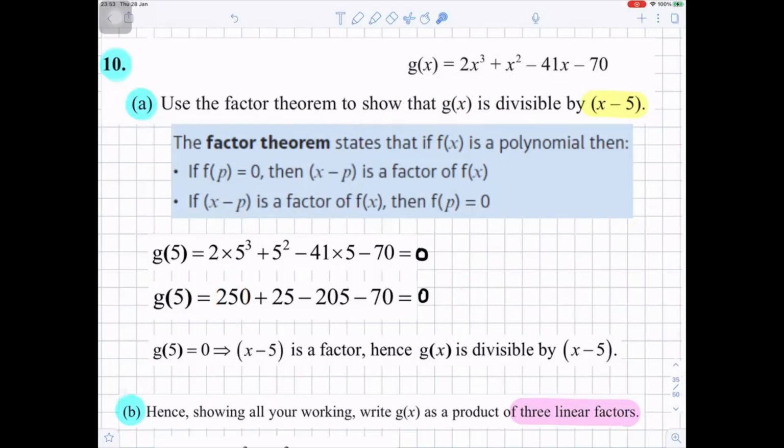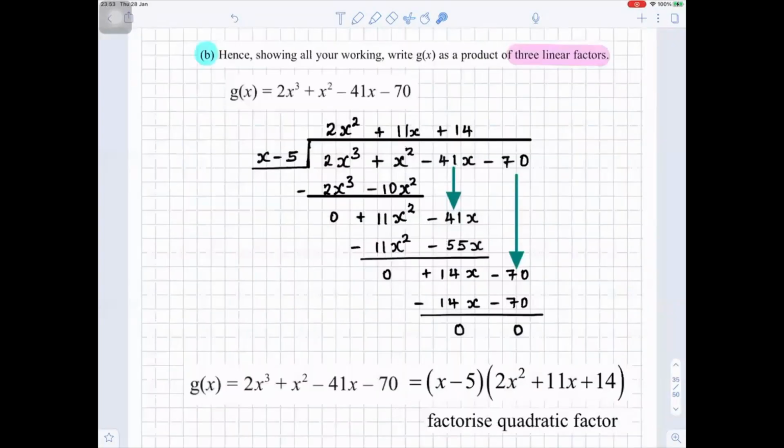So you have to make a conclusion by saying g of 5 is 0. This arrow means it implies. If g of 5 is 0, that means when you substitute 5, you get 0. It implies x minus 5 is a factor. Hence, g of x is divisible by x minus 5. You must write that statement down. Part B says, hence, showing all your working, write g of x as a product of 3 linear factors. Hence means we must use the answer from before. So this is what g of x is. We know x minus 5 is a factor, so we do long division.